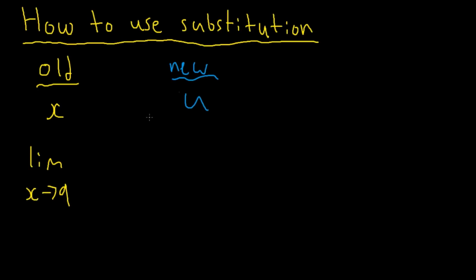If I said x equals 3u and it was the limit as x approached 9, then we could see that u approaching 3 does the exact same task as getting x up to 9.